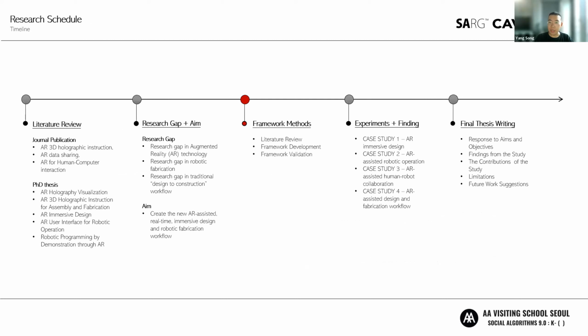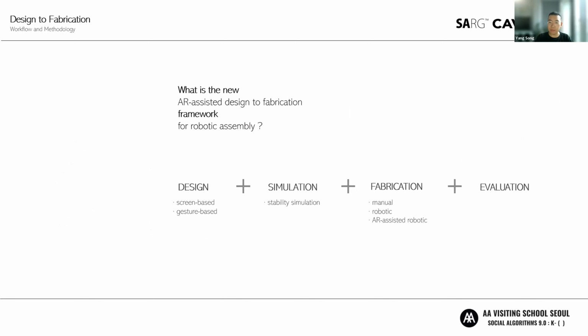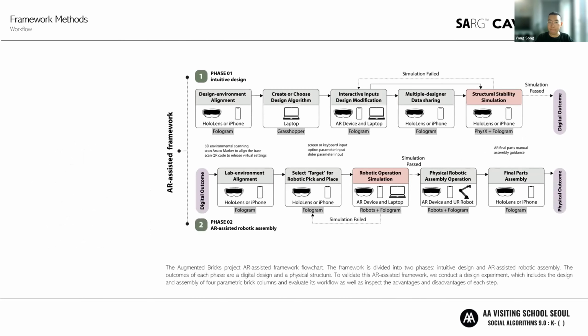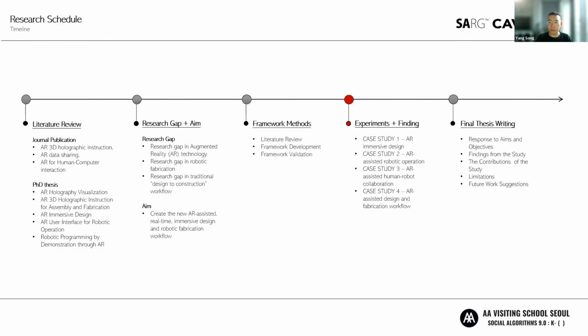Based on the research gaps, we proposed this on-site AR immersive design to fabrication framework for masonry structures. The main research question is: what is the new AR-assisted design to fabrication framework for robotic assembly? This is the flowchart of the basic AR-assisted design to fabrication framework. We have several case studies along the framework to validate the proposed assumptions and to get the findings.